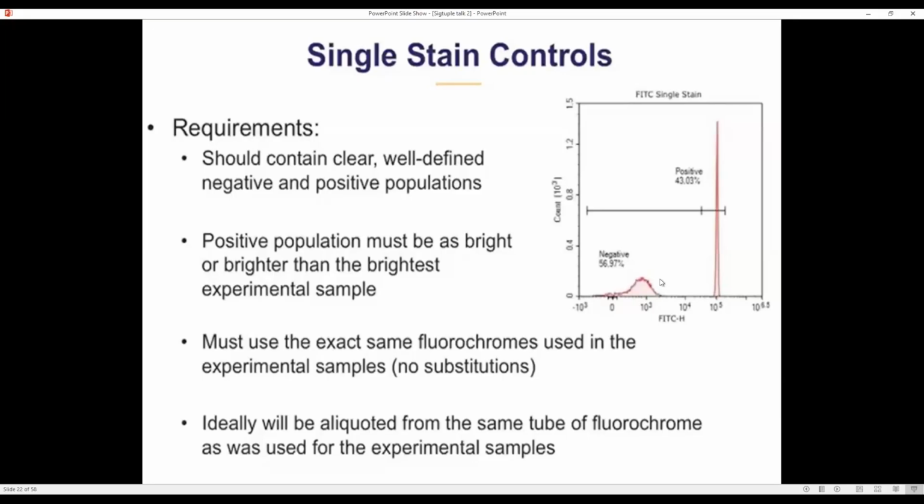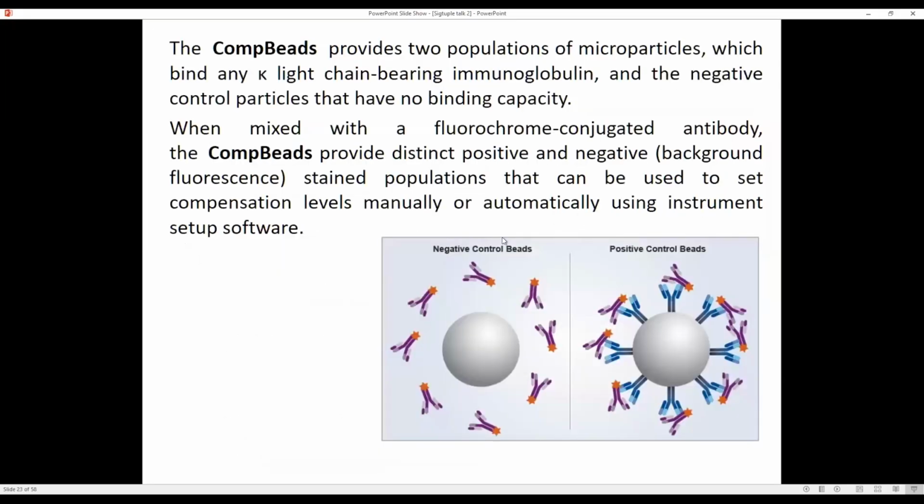Okay, and on the other hand, as I said, the single stain controls can be cells or beads. So what is the advantage of beads? What is the advantage of cells? Okay, now you need to think about it. For example, if it's a bead, there is something commercially available called compensation beads, which we call comp beads. Now, the advantage of these beads is that, you see, this is the comp bead.